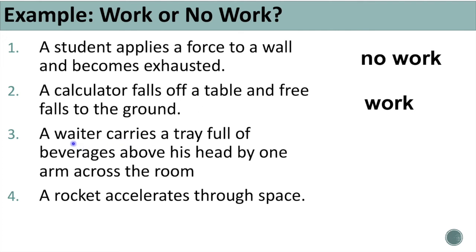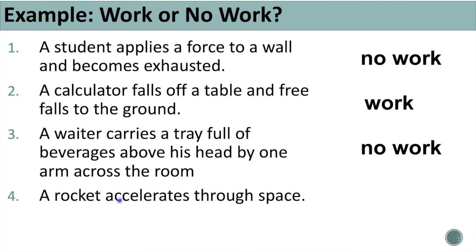All right, number 3, a waiter carries a tray full of beverages above his head by one arm and walks across the room. So there's a force being applied to hold on to that tray, and they are moving across the room with the waiter as he walks across the room, but there's actually no work being done on the tray here. He's just applying a force to hold it, and it basically becomes like an extension of himself because the force being applied to move him across the room isn't the same force that's being applied to hold onto the tray. So there's not actually work being done on the tray, right?